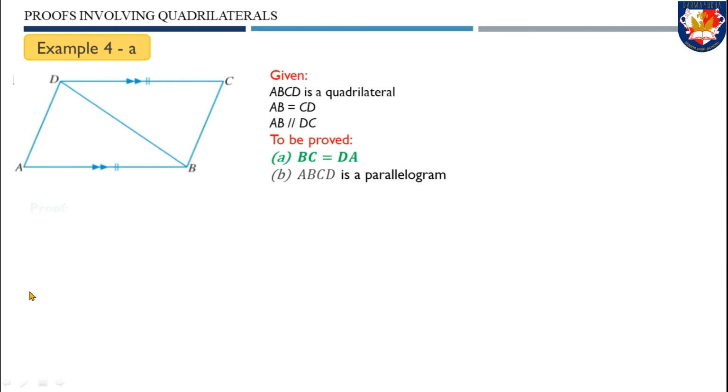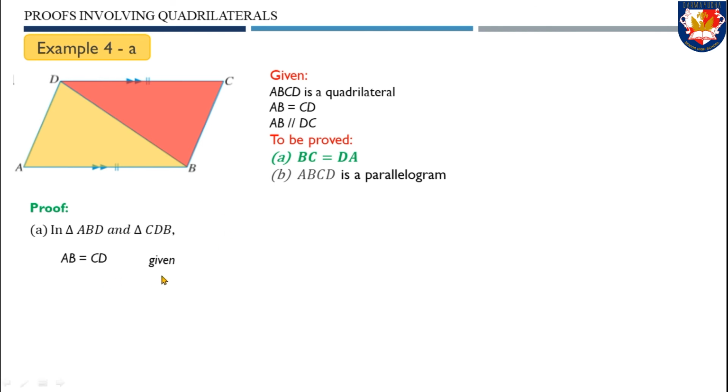Let's begin our proof. The illustration shows two triangles, triangle ABD shown in orange and triangle CDB shown in red. We may write AB equals CD as given in the question. And then by the parallelism of the two sides AB and DC, we have that angle ABD equals angle CDB by alternate angles. For both triangles, the orange and the red triangles have a common side DB or BD. So we write BD equals DB as the common side.